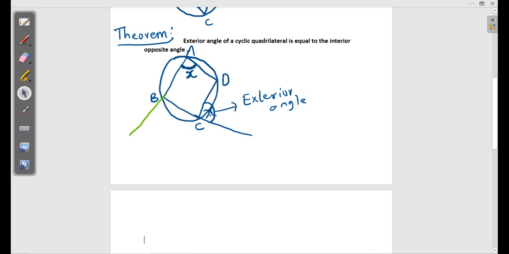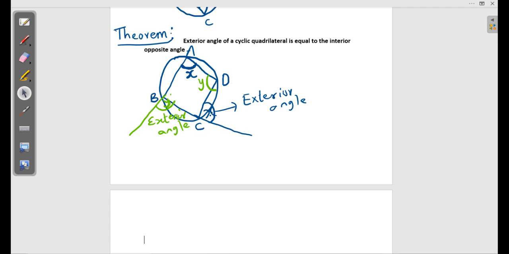This becomes another exterior angle. So let's take this exterior as Y. Where is the interior to this exterior? This is it. The angle facing it is where? Is here. And this is also Y. So, and this is the second theorem we would have to consider.